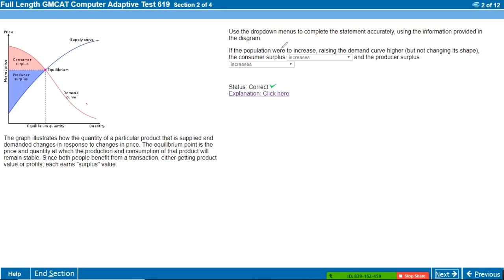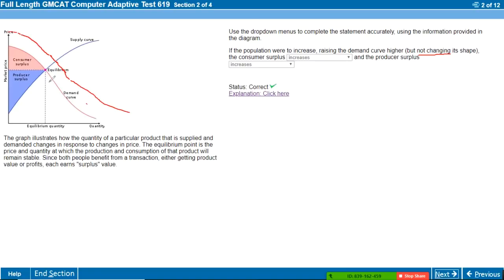Now, further, what the problem is saying is that if the population were to increase, raising the demand curve higher but not changing its shape. So essentially, we need to picturize this sort of change to the curve and then find how the consumer and producer surplus would change, whether they increase, decrease, or remain the same. So essentially, if the shape is not changing and this curve is going higher, it can be picturized somewhat like this, something like this. Its shape is not changing.